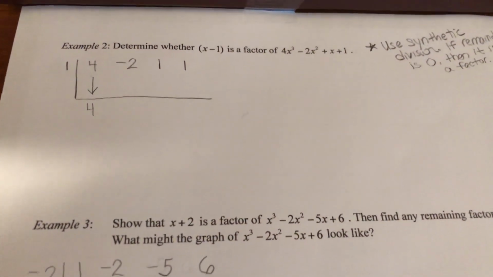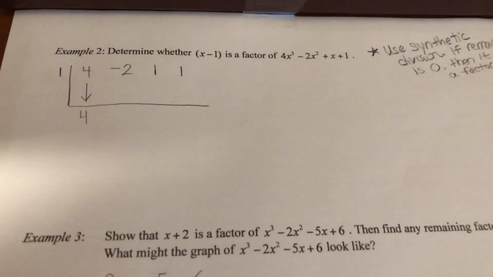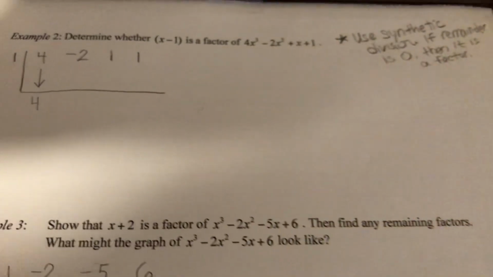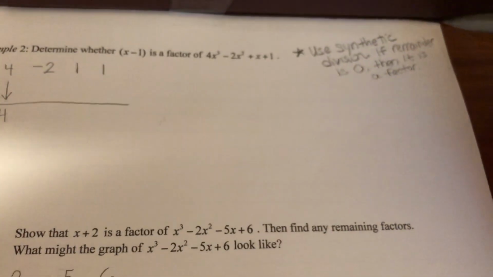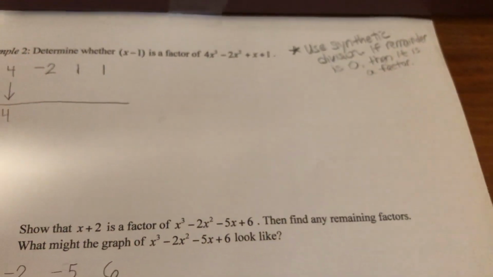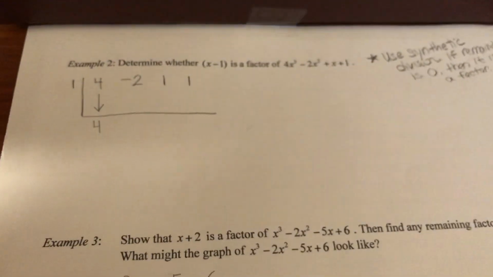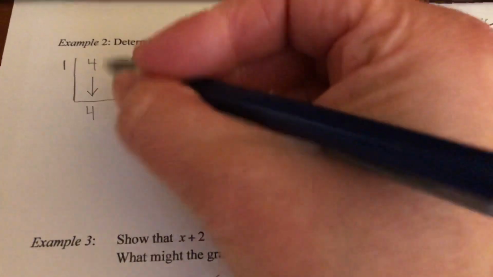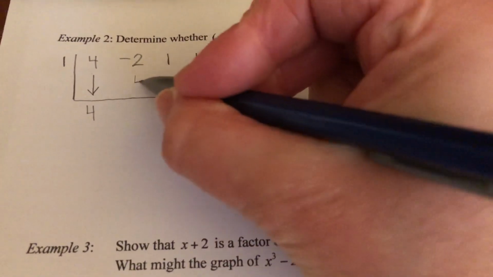Example 2 is asking us to find out if x minus 1 is a factor of this polynomial. So we know if we use synthetic division and the remainder is 0, then that x minus 1 is going to be a factor. So I have this set up here for synthetic division. So we'll bring down the 4, multiply.